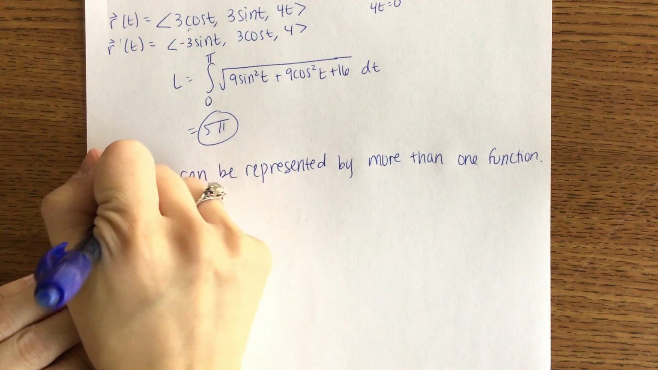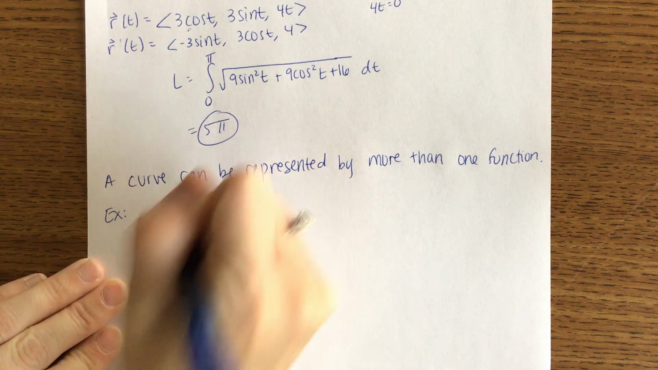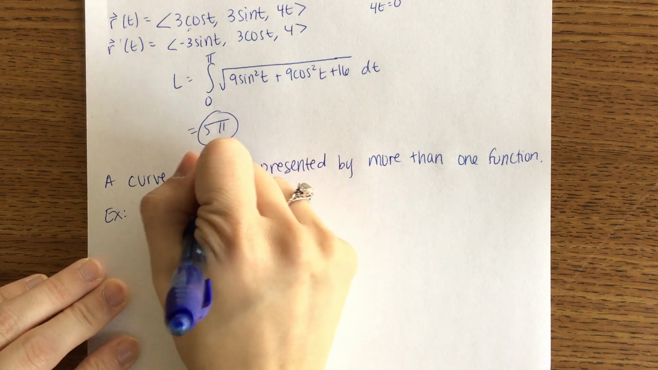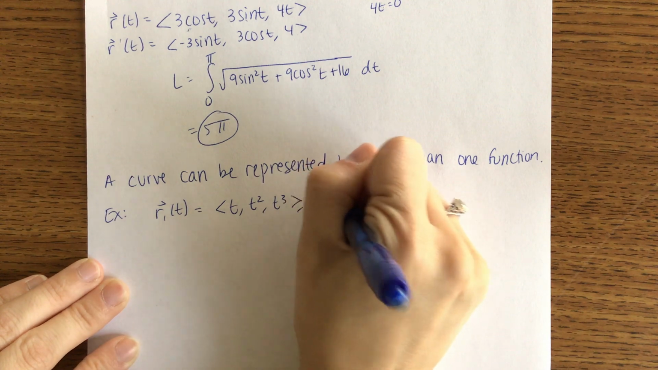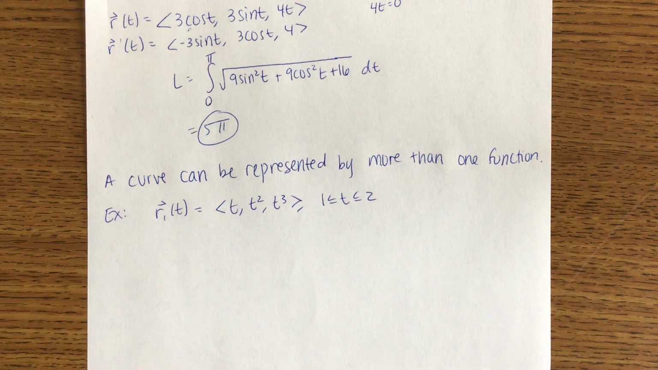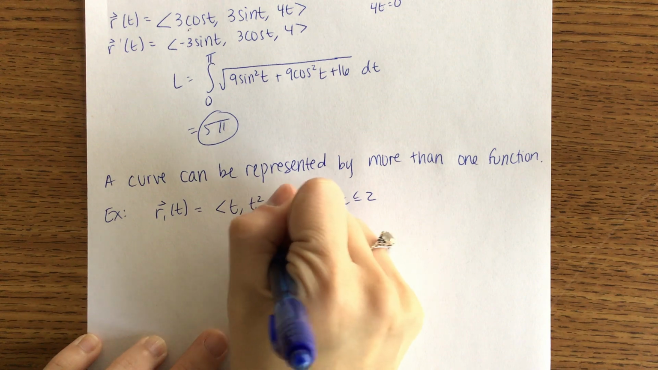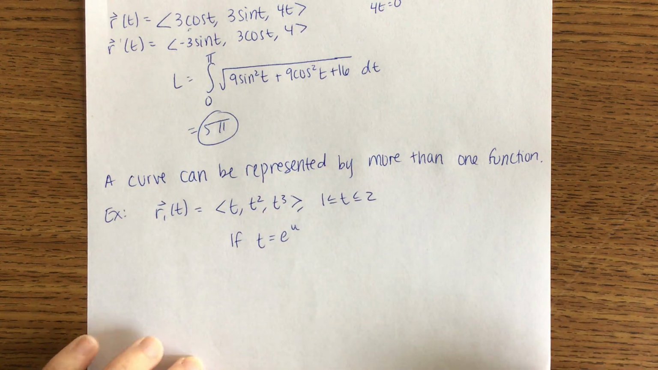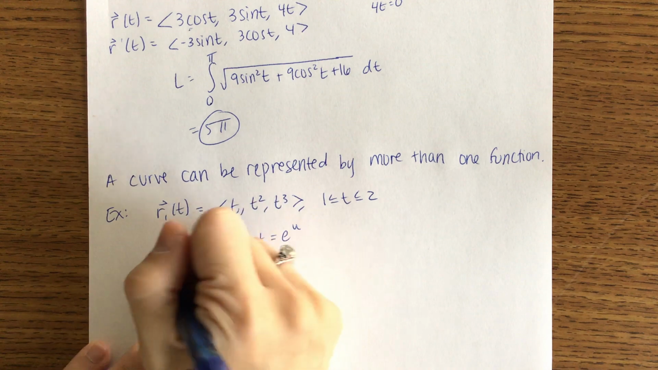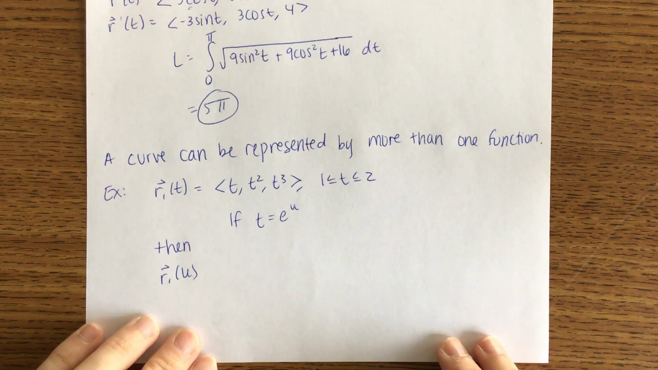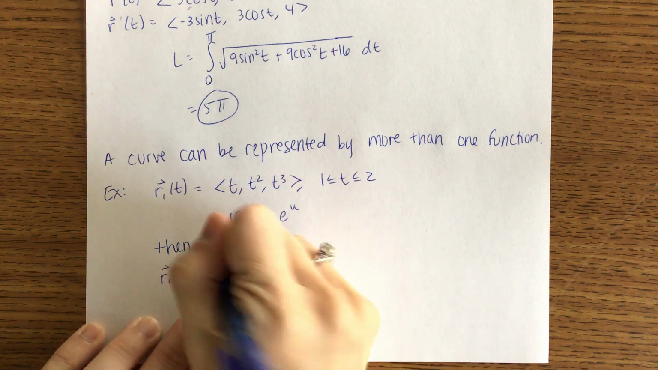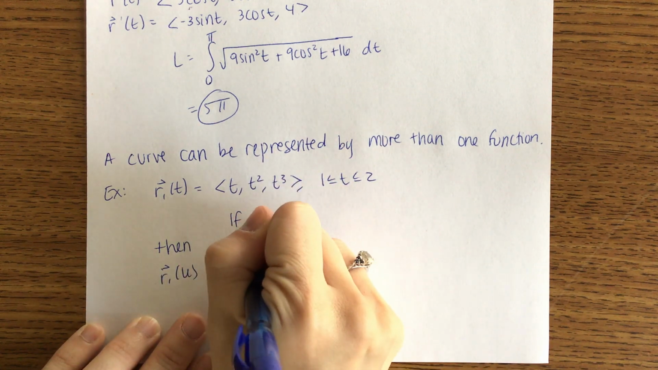Okay, so for example, let's say we have some curve. I'm going to call it R1 of t, and it's described as t squared and t cubed when t is between 1 and 2. That's one way of describing the curve. What I can do, though, is I can say maybe that t is equal to e to the u. So maybe I'm more interested in u than I am in t. Then R1 of u, so the same curve, but using u this time, t is replaced by e to the u.